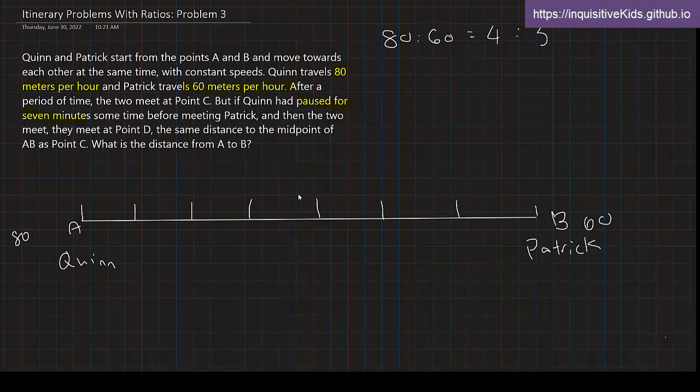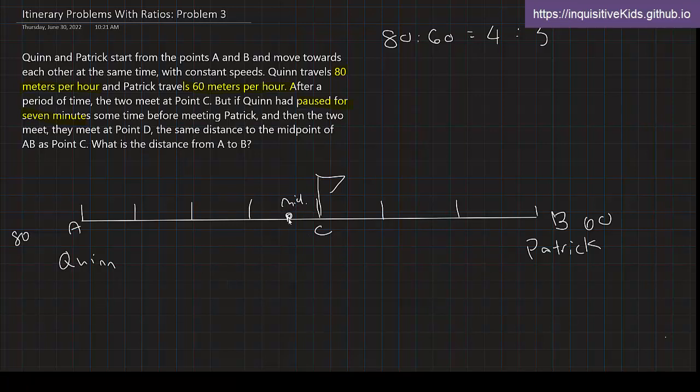And where do they meet? Where is point C though? Well, they meet. So Quinn would have went 1, 2, 3, 4 units. So this is point C. And Patrick went 1, 2, 3 units. And this, although it may not seem like the midpoint because there's some flaws in my drawing, this is the midpoint. That's the midpoint.